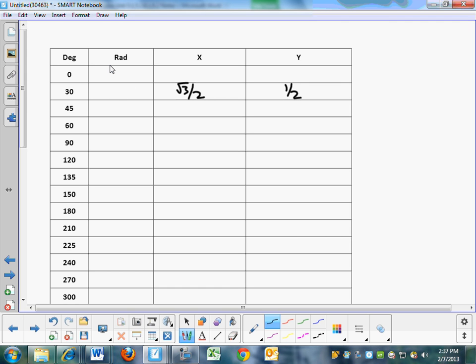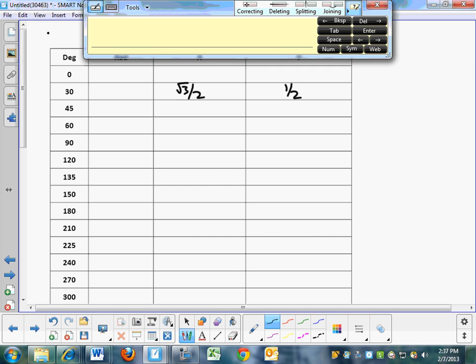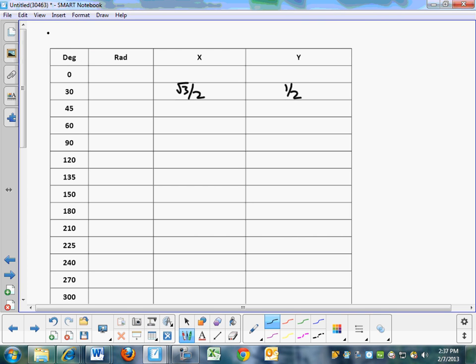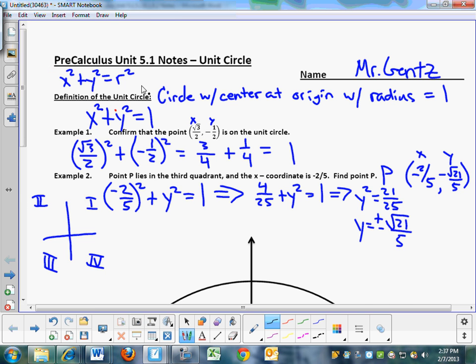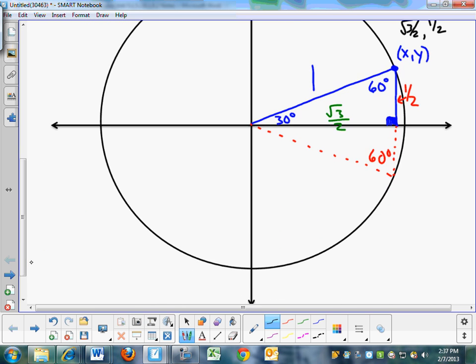Let's do the one for 0. That one will be easy. What if I have a 0-degree angle? What coordinate is that on the unit circle? 1, 0.